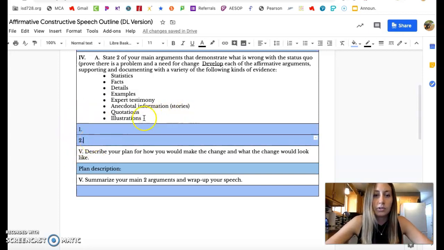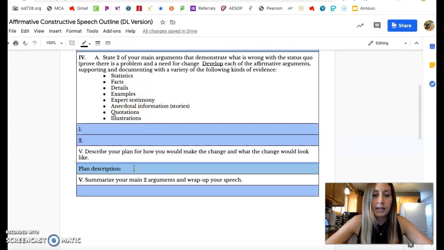Then you will use these bullet points to prove what you're saying in your main reasons. So if money and the economy is one of your main reasons, get some statistics, facts, some details, examples, expert testimonies, anecdotal information, basically stories, quotes from people or reliable sources. Basically, you're just going to use as many of these bullet points as you can to make sure that you prove why your point is correct. Get your research to back up what you're saying, basically.